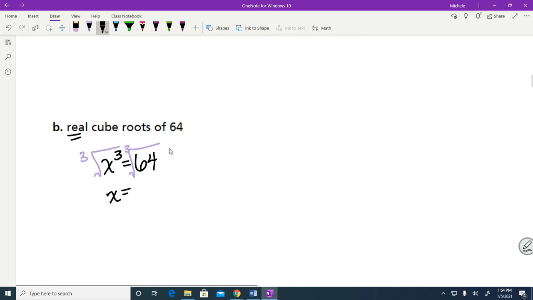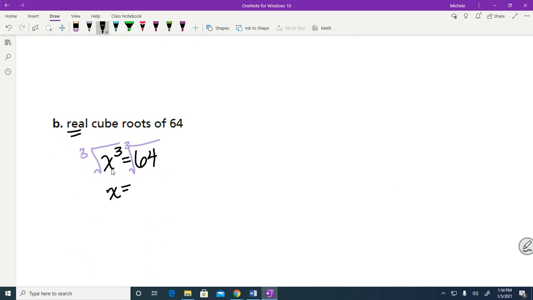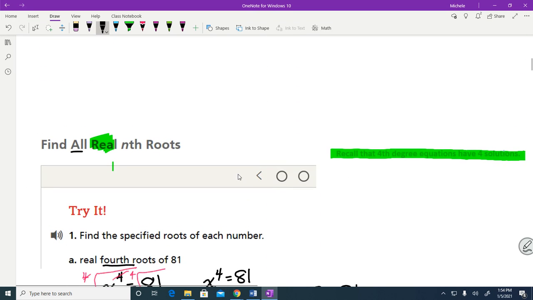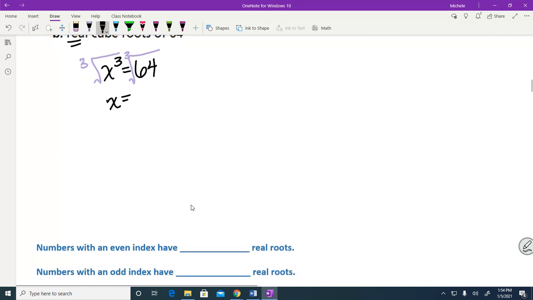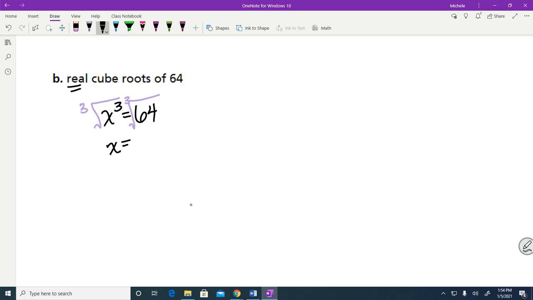Here's another example. If I want to find the real cube roots of 64, I could set up the equation x cubed equals 64. Take the cube root of both sides. The cube root of 64, let me grab my power chart. The cube root of 64 is 4. So x would be 4. And just a reminder, I'm looking for what number times itself 3 times is going to be 64. Well, we solved it and got 4, but do I need a plus or minus here?